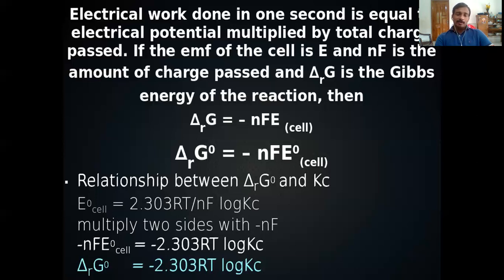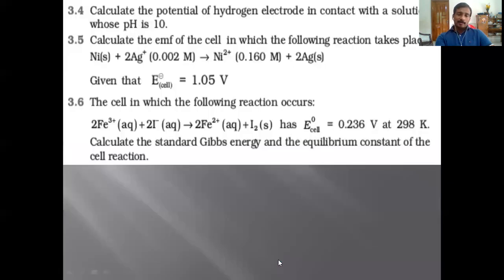E0 cell is equal to 2.303 RT by NF log Kc. Multiply both sides with minus NF. Minus NF E0 cell is equal to minus 2.303 RT log Kc, or we can write minus NF E0 cell is equal to delta G0, that is equal to minus 2.303 RT log Kc. This is another important equation. Delta G0 is equal to minus 2.303 RT log Kc. Based on this, we can solve many problems.